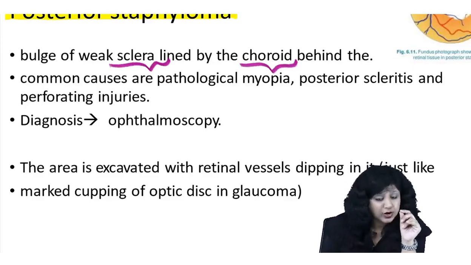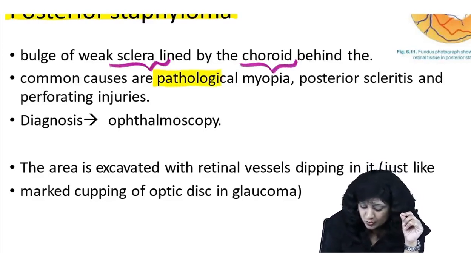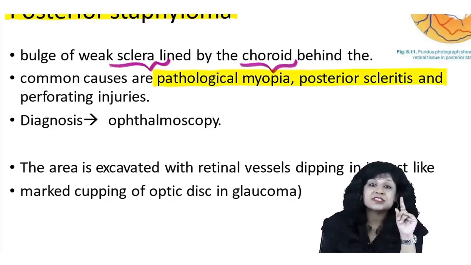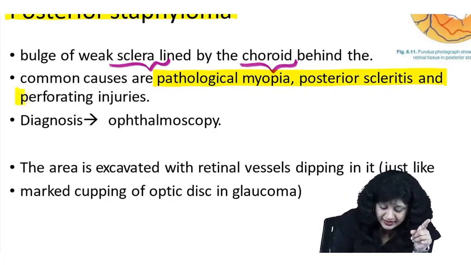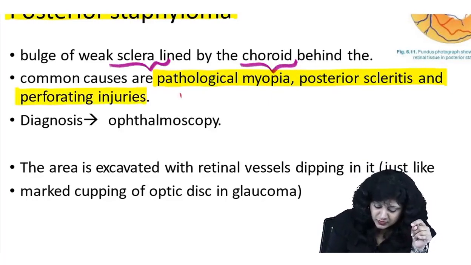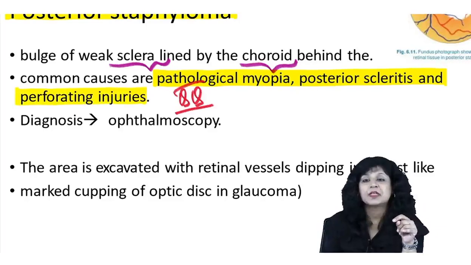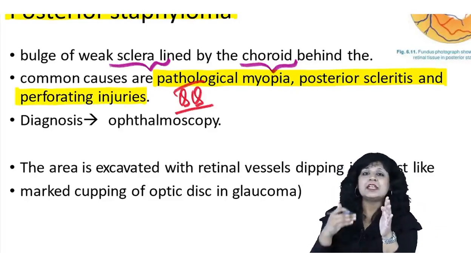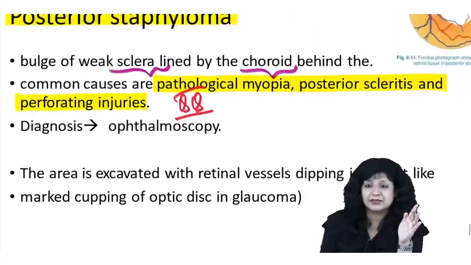And what are the common causes? Now that is the most important point. We have pathological myopia, posterior scleritis, and perforating injury is one of the most important questions. So what is happening in pathological myopia? If you remember what is happening, suppose this is your eyeball.